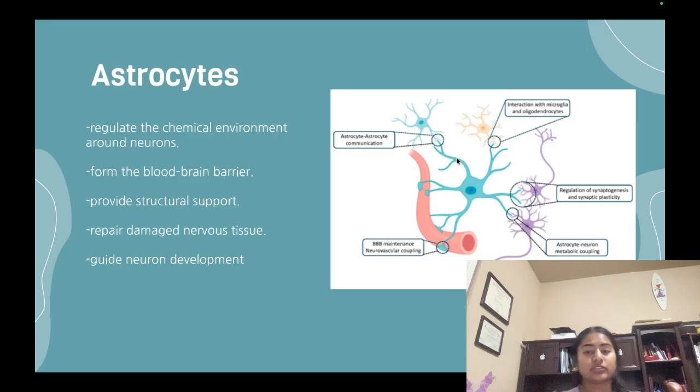Astrocytes contribute to nutrient supply as well. They take up glucose from the bloodstream and convert it into lactate, which neurons can use as an energy source. They also play a role in repairing nervous tissue. When there's any kind of injury, astrocytes may migrate to the damaged area and form a glial scar. This helps protect the surrounding healthy neurons, although sometimes it can also limit regrowth. Recently, astrocytes have also been shown to help with synaptic communication through gliotransmitters as well. So that's another thing to know about astrocytes.